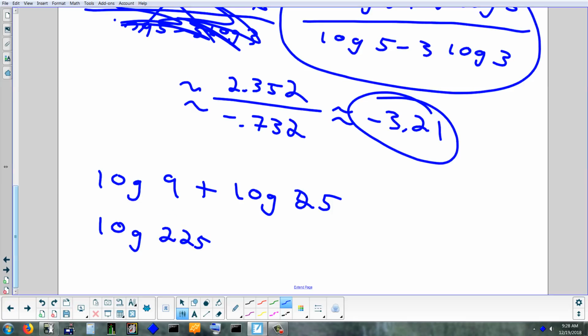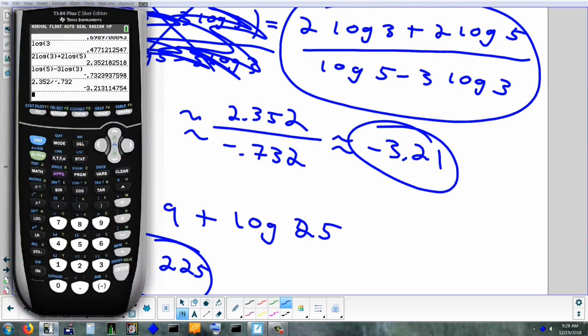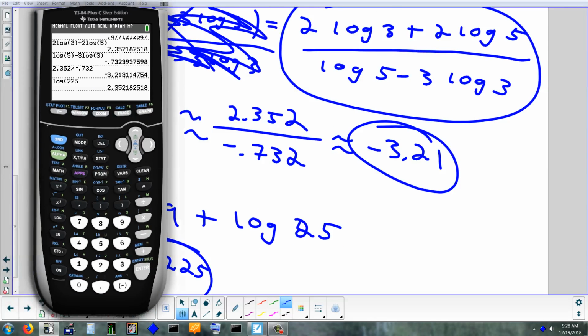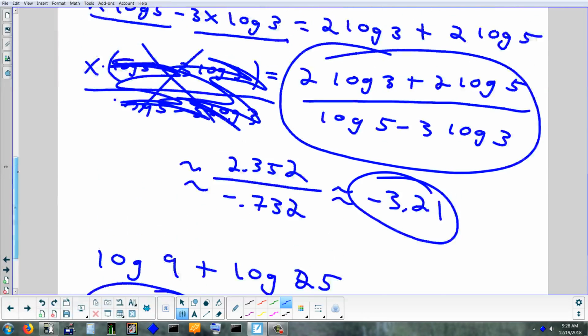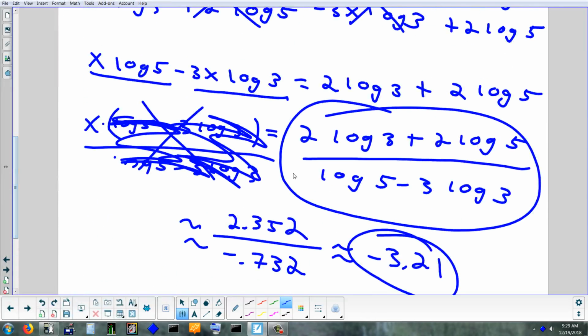So technically, that entire top, you could simplify a lot. I wouldn't bother doing it because it's just more chances to make a mistake. But 2 log 3 plus 2 log 5 should be the same as the log of 225. Let's see if it is. Log of 225 should come out to 2.352. And it does. It's exactly the same thing. So there are ways to simplify it more. It's just not necessary unless you want to. I would leave it like that.